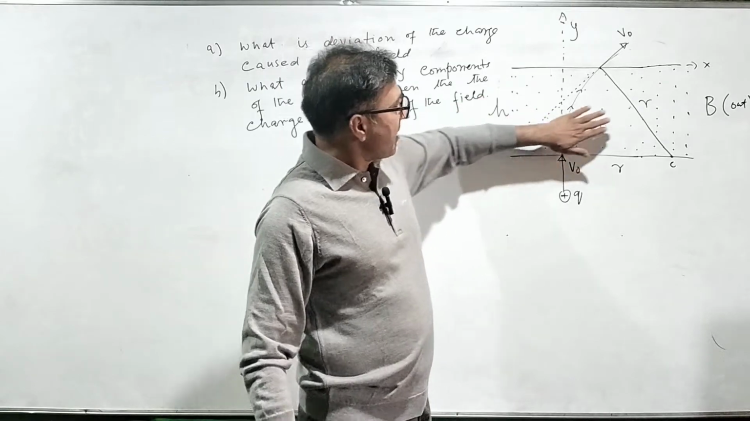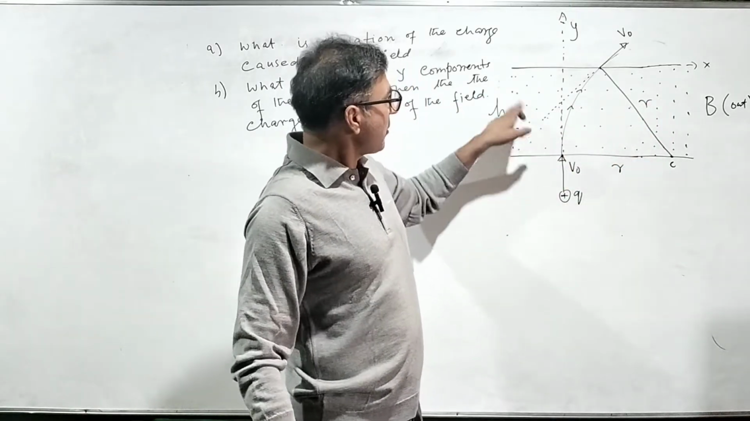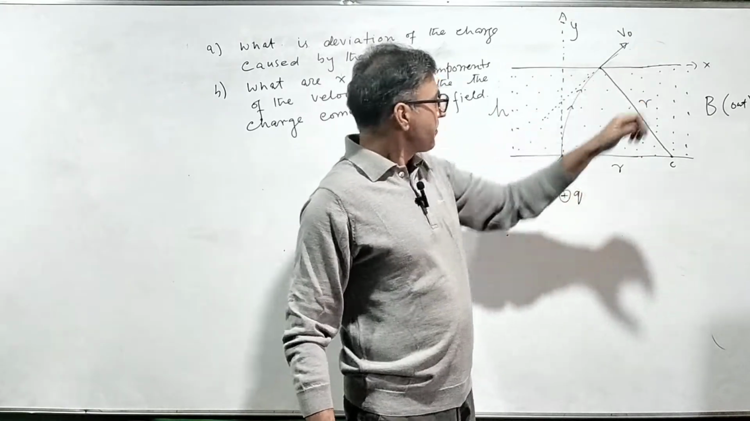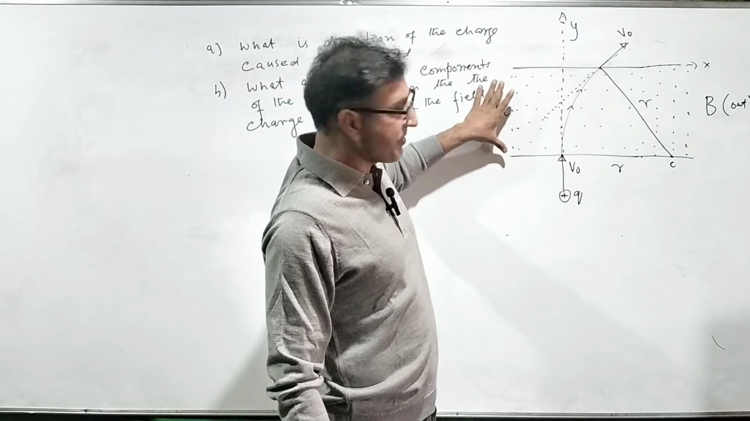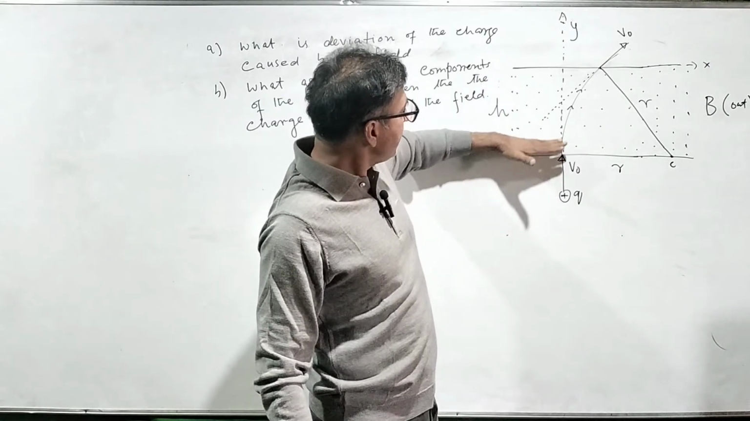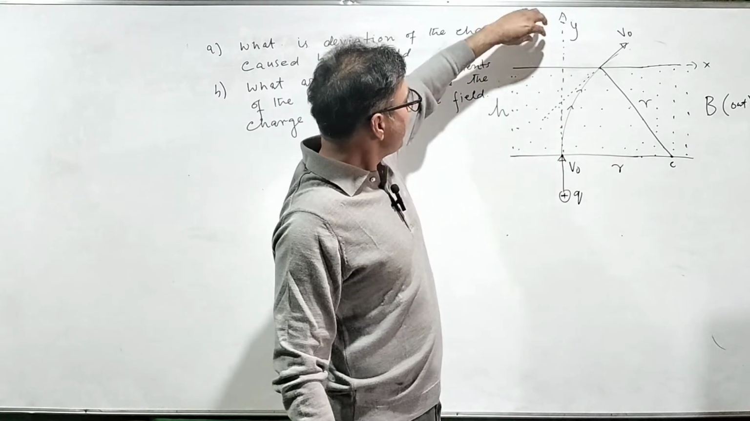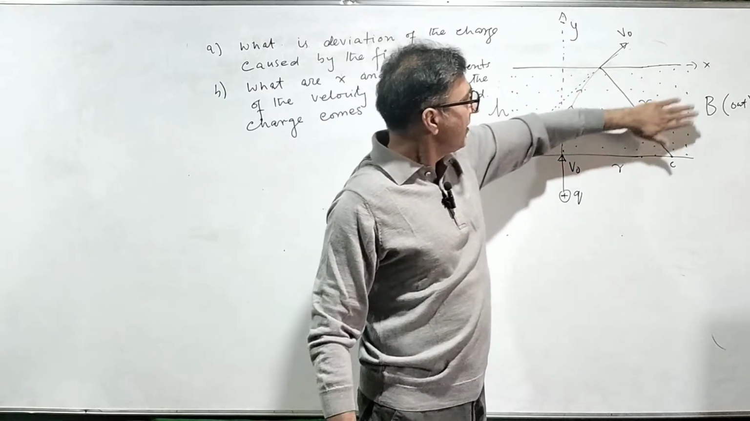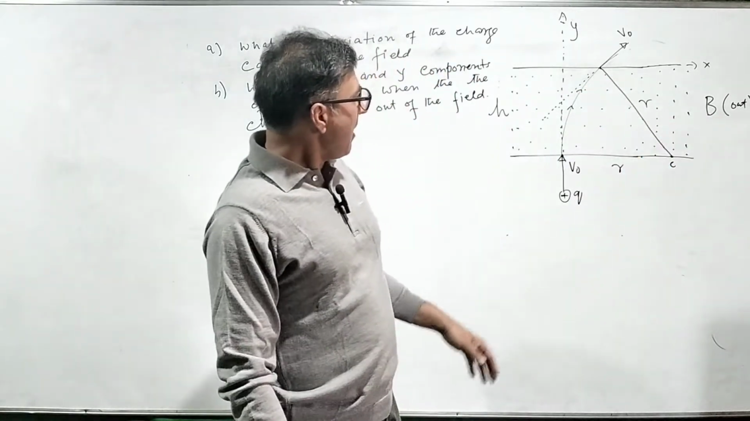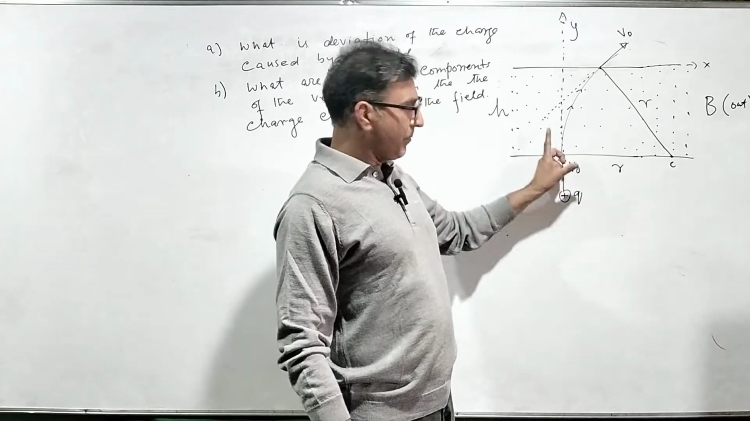This is the region of the magnetic field, and the magnetic field is outwards, shown by dots. These dots show the magnetic field outwards. And the width of the field is h. I mean, the field extends over a distance of h. Means field is not here, field is not here, field is somewhere here. Right? Now, you project a charge perpendicular to the magnetic field in the plane of the board.